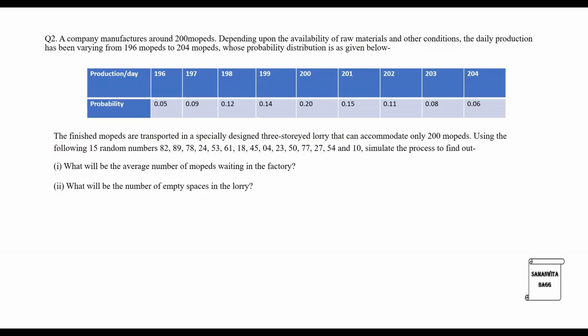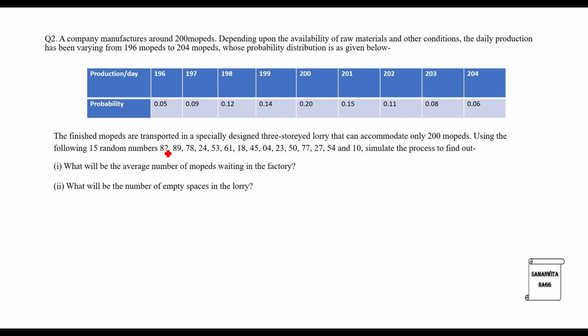A company manufactures around 200 mopeds. Depending upon the availability of raw materials and other conditions, the daily production has been varying from 196 mopeds to 204 mopeds, whose probability distribution is as given below. So we have the data of production per day and of the probability.